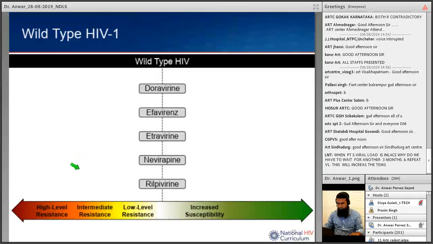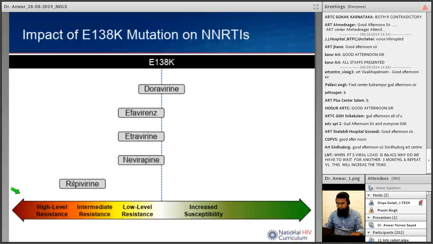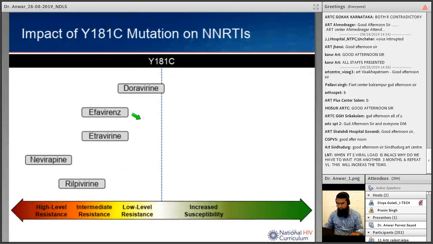Now, if you look at the other class, in the presence of K103N, it does not cause any effect on these newer NNRTI medications, but in the presence of this mutation, efavirenz and nevirapine are highly resistant. But if it is E138K, doravirine, as I said, is a newer NNRTI which is very potent and again has a higher genetic barrier to resistance. Even this mutation does not shake this drug. It is still in the midline, while all the other drugs are becoming resistant.